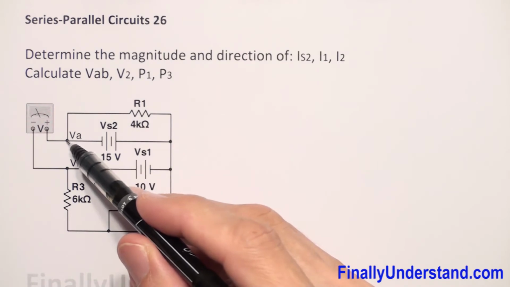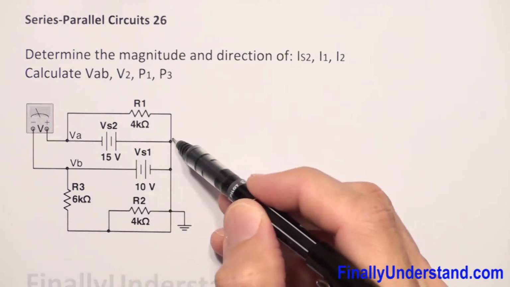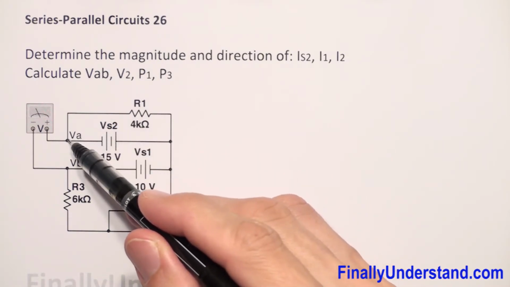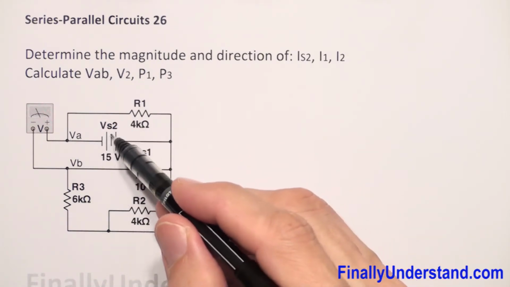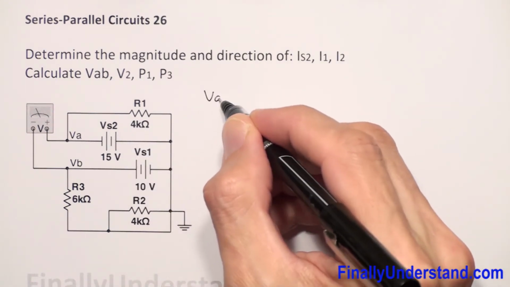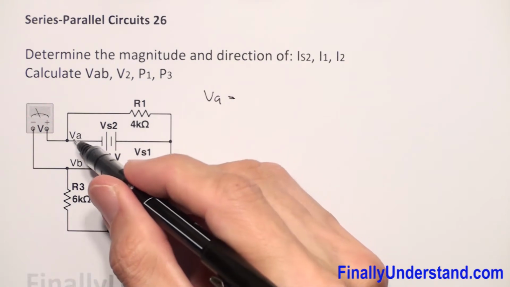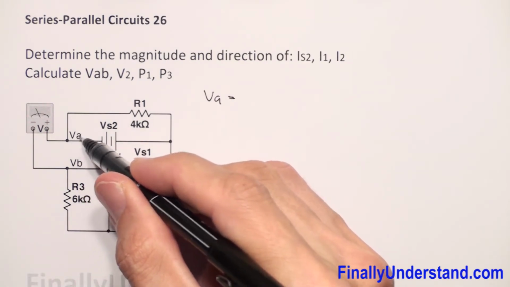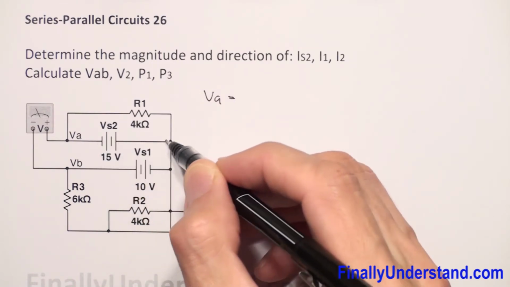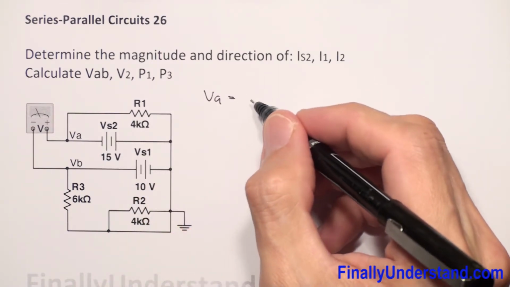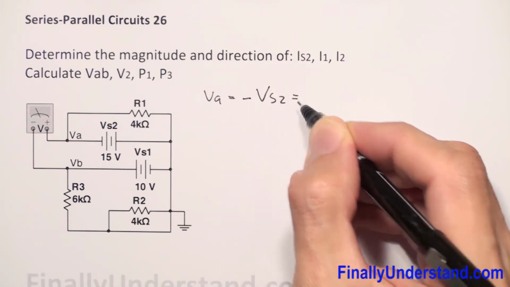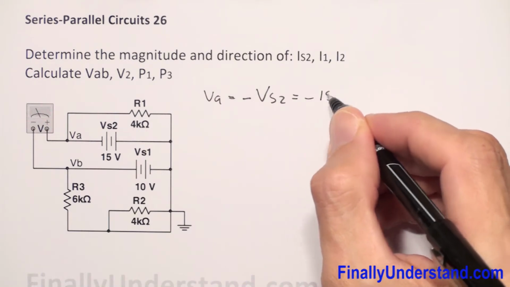VA is the voltage from this point to the ground. Okay, so this is my ground. If you measure the voltage from this point to ground, you are measuring the voltage across voltage source 2. Because point VA is connected to the negative terminal and the positive terminal is connected to the ground, you are going to measure negative voltage. So I have negative voltage source 2, and this is equal to negative 15 volts.